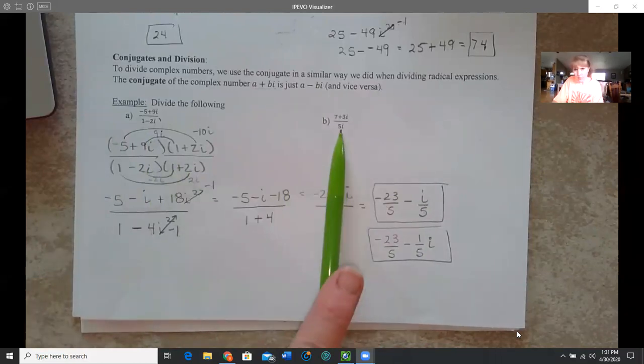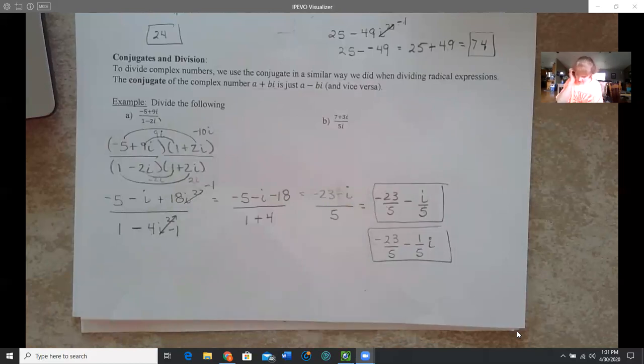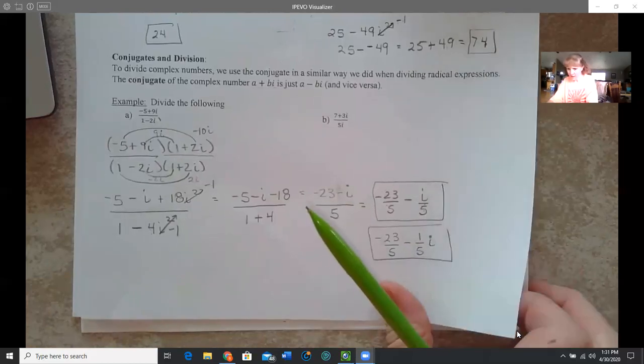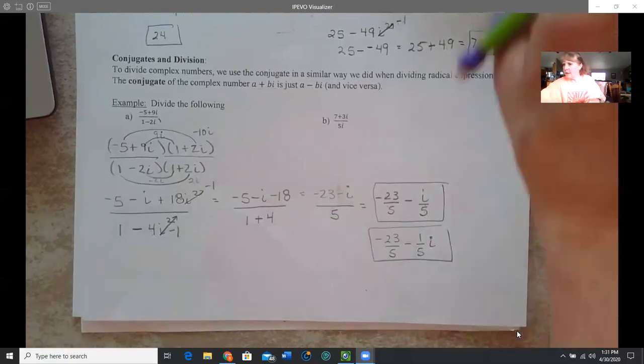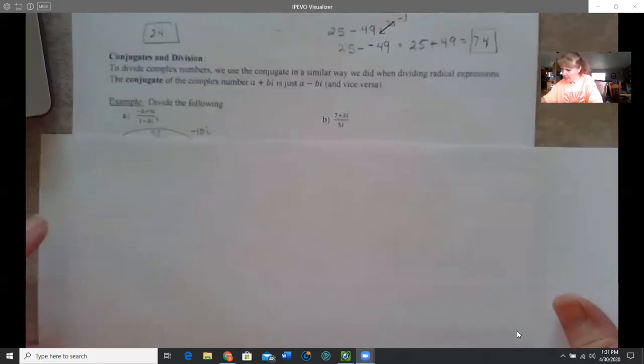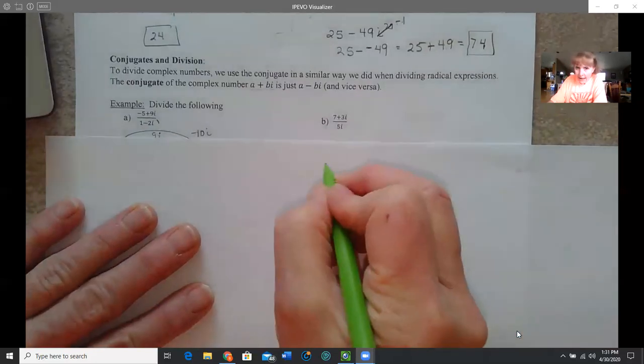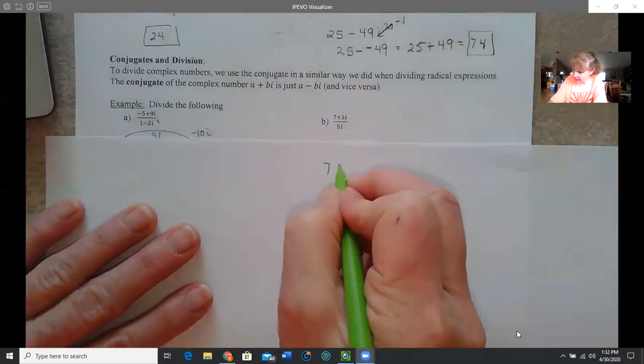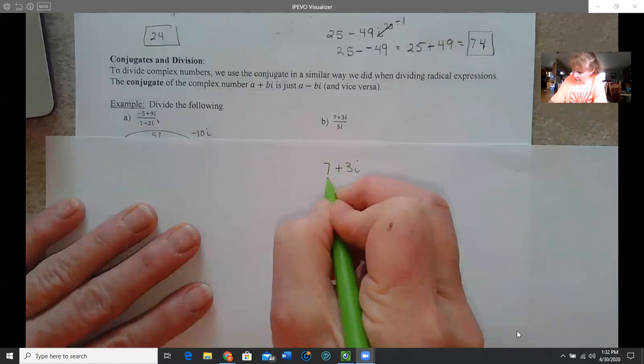So we're going to look at a different one, 7 plus 3i over 5i. All right, so what do we multiply by with this 5i? I need another sheet of paper. Okay, let's look at 7 plus 3i over 5i. I just have another piece of paper because I ran out of room.